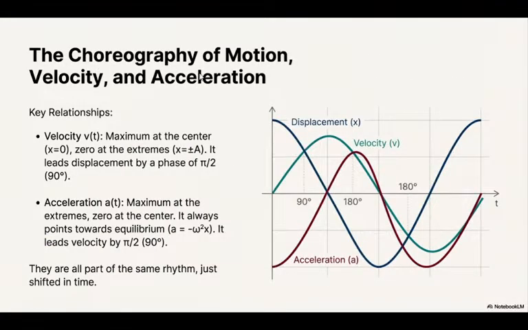The choreography of motion, velocity and acceleration. Key relationship: velocity is maximum at the center, x = 0, and 0 at the extremes, x = ±A. It leads displacement by a phase of π/2, that is 90 degrees. Acceleration is maximum at the extremes and 0 at the center. It always points towards the equilibrium: a = -ω²x. It leads velocity by π/2, 90 degrees. They are all part of the same rhythm, just shifted in time.